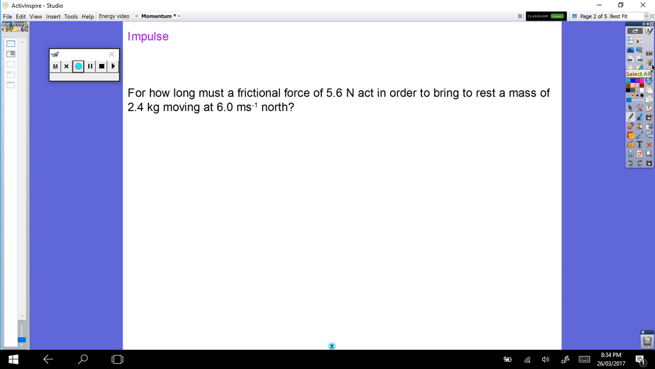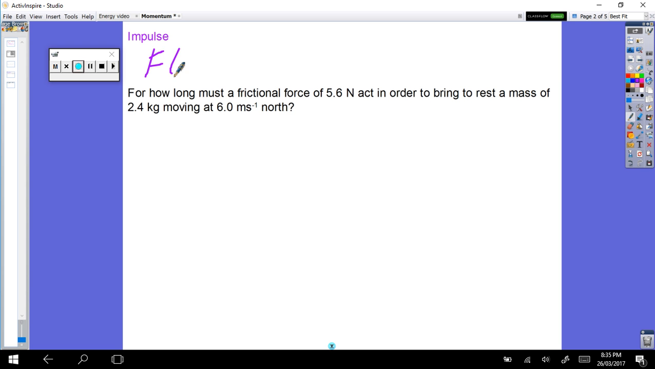On the next slide, I've done a question about impulse. So impulse is force times time. It depends on the size of the force and for how long it is applied, and that's called impulse. It's also equal to the change in momentum. So I'll write up the formulas here. We've got F times t. Let's just rewrite that, it doesn't look particularly neat.